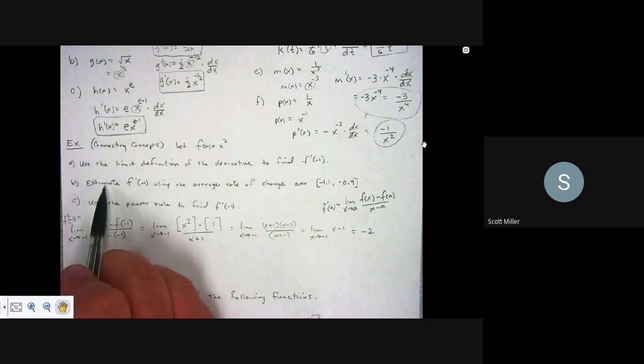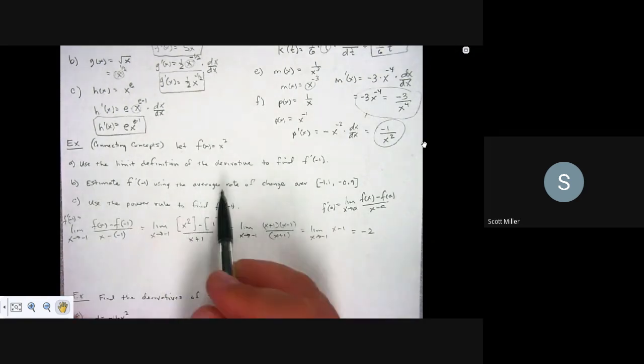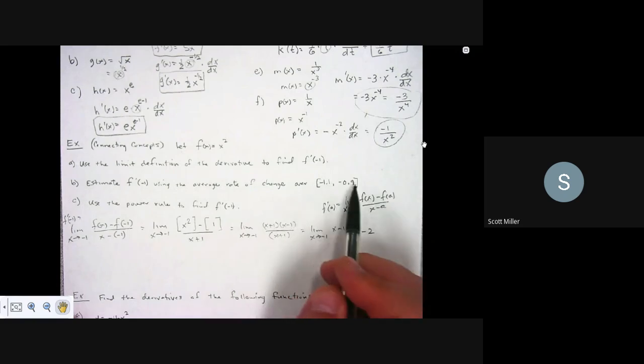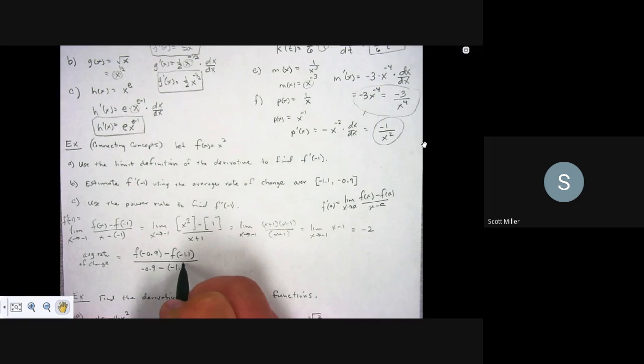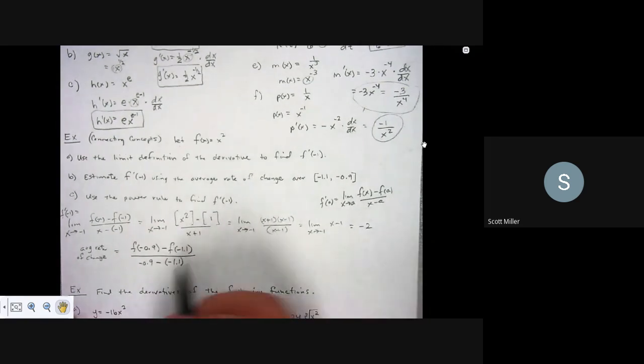Part B, estimate this derivative using the average rate of change over this interval. Okay, so the average rate of change is basically the slope of the secant on those two points, which means I need to find f of negative 0.9 minus f of negative 1.1, over negative 0.9 minus negative 1.1. That is the slope of a secant. And then we can use your calculator and work these out and get some numbers here.